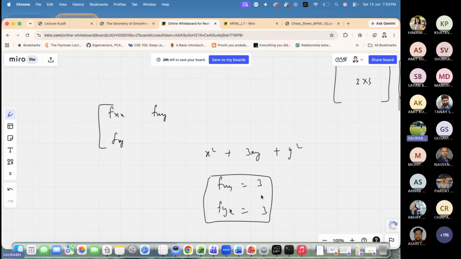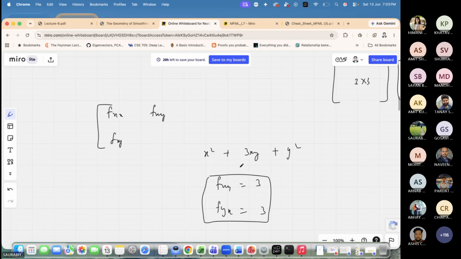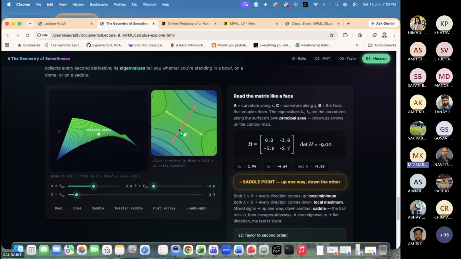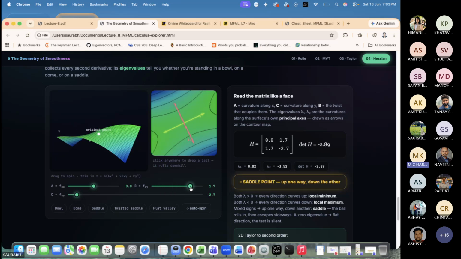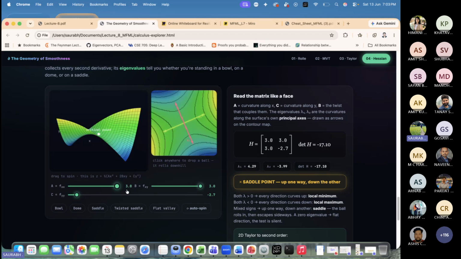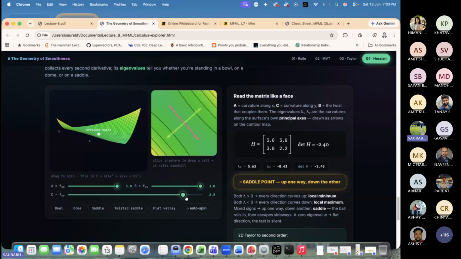Okay. Sir, when you show the matrix in that visual HTML, how can we point those values with respect to 0, minus 3, minus 3, minus 2.7? In the graph, in this one. Okay, let's say for example, you have this 3 and you have fxx. You can choose any one of these. So let's say both are positive. So this is how it would look like.